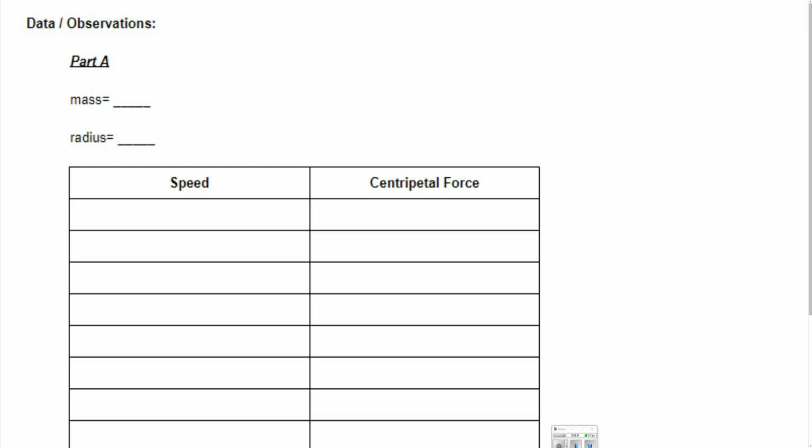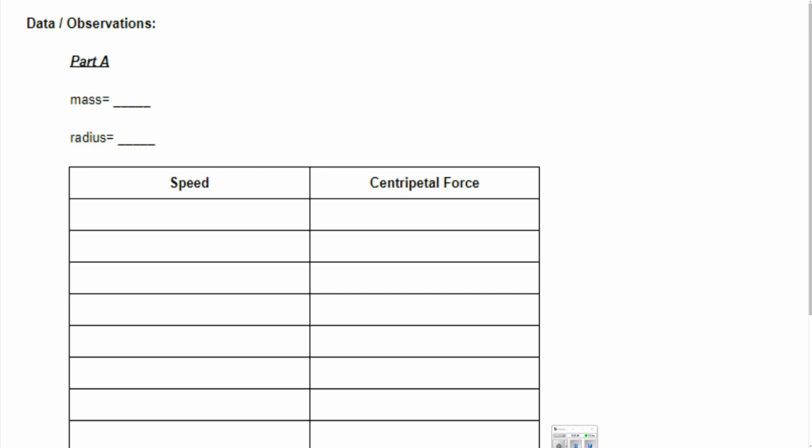Now, you're going to collect some data, three sets of data for part A, part B, and part C. Part A, this is what your data is going to look like. You're going to record a mass and a radius and then 10 different speeds and 10 different centripetal forces. Notice in the data table, there are no units. You've got to record the proper units for this. Same thing for part B and part C as well.